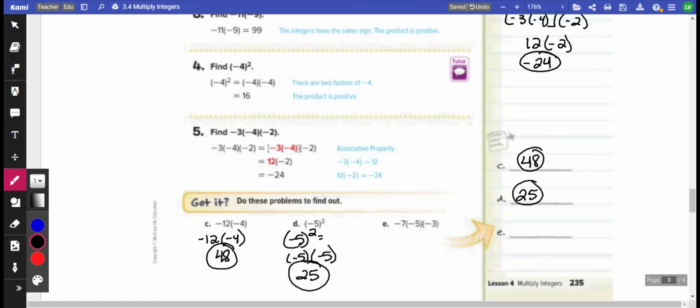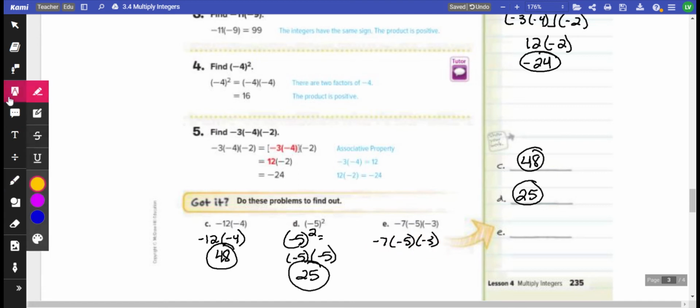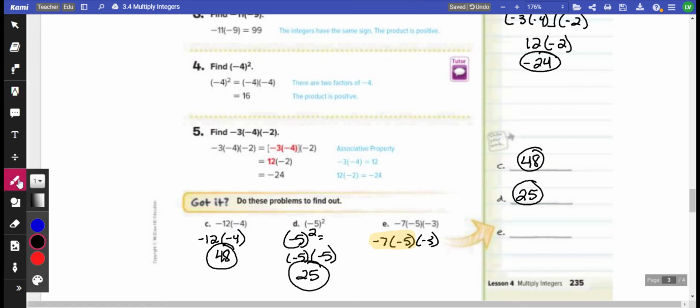All right, then for letter E, negative 7 times negative 5 times negative 3. Just like I did before, I'm going to multiply negative 7 and negative 5. Of course, you could multiply negative 5 times negative 3. That's the commutative property of multiplication. Absolutely allowed. I just like to take the first two and multiply those. 7 times 5 is 35. Negative times a negative is a positive. They're both the same sign, so that's a positive.